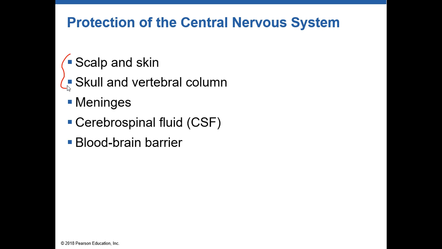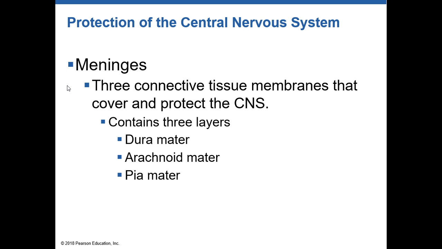There are three new forms of protection that we're going to be learning in this section, and that is our meninges, our cerebrospinal fluid, which is abbreviated CSF, and then our blood-brain barrier. So let's get started with our meninges first. What exactly are meninges? Well, these are connective tissue membranes that basically cover and protect our central nervous system, and they contain three major layers. The first one is your dura mater. The second one, which is your middle one, is your arachnoid mater. And your pia mater forms your third layer.